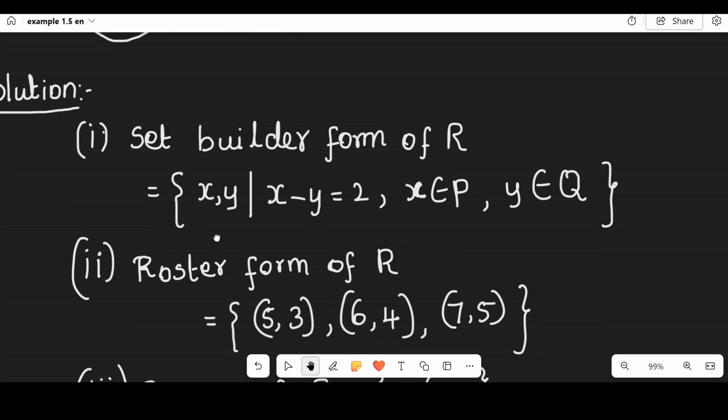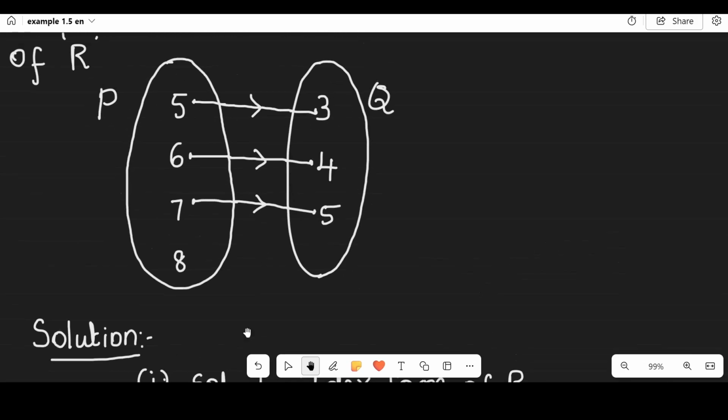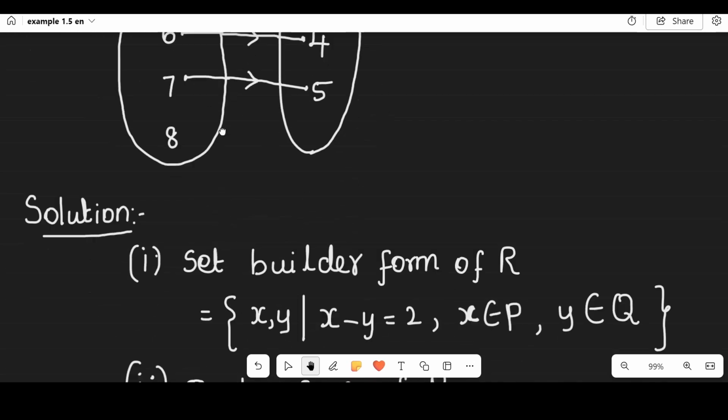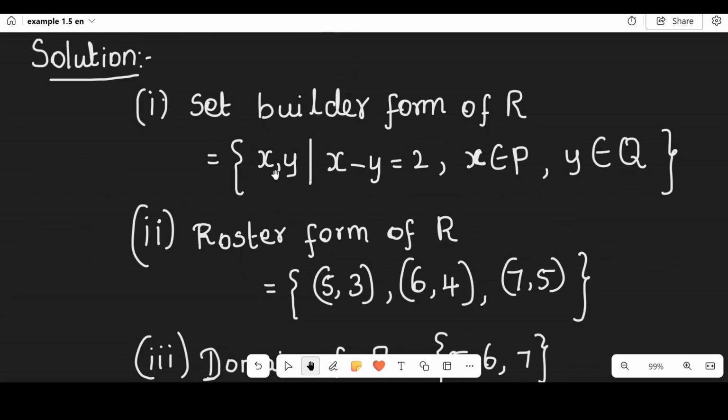And next is the roster method. Already we have learned what the roster method is: just listing out the elements. Here in the picture, we list out the elements 5 comma 3, 6 comma 4, and 7 comma 5. So the roster method is all about listing out the elements, but we have to include all the elements inside the set only.